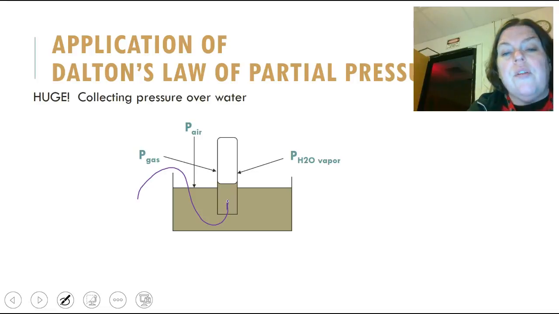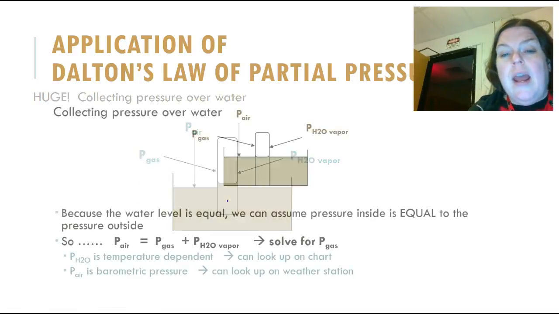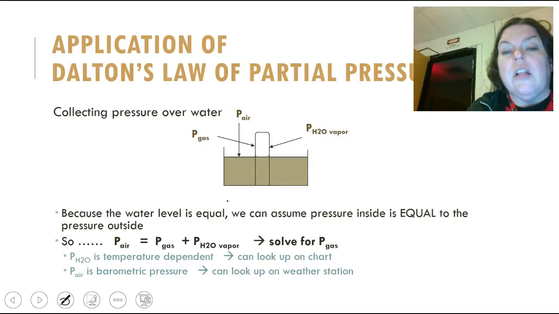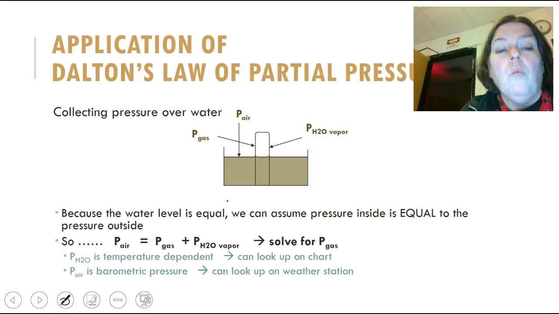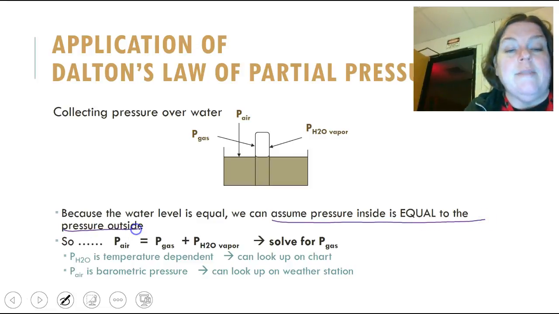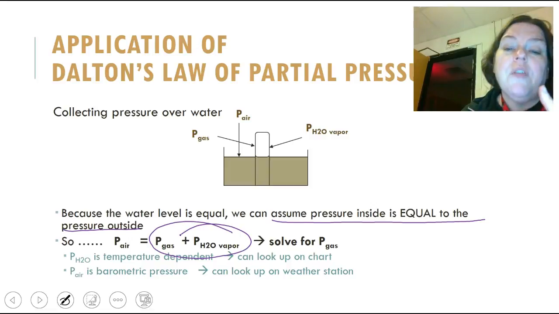So how do we make sure that those two things get equal? Well, we have to make sure that the level of the water in both of the systems, the water that's being pushed down by the air and the water inside the collection tube, is the same. Once we do that, because the level of the water is equal, we can assume the pressure on the inside is equal to the pressure outside. We can make that assumption. So the pressure of the air is equal to the pressure of the gas and the water vapor.